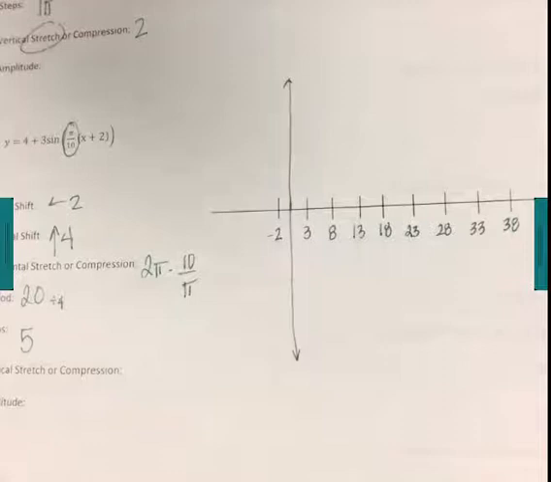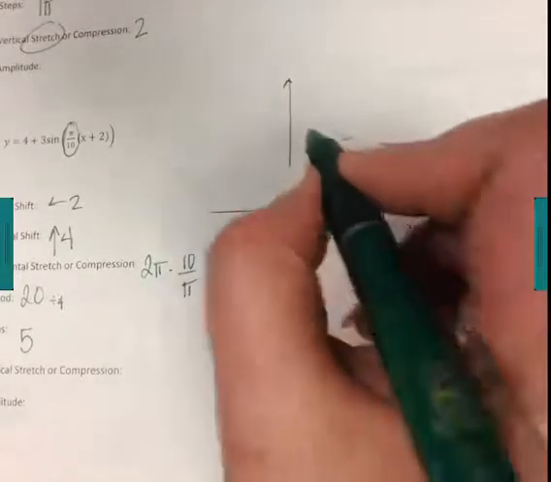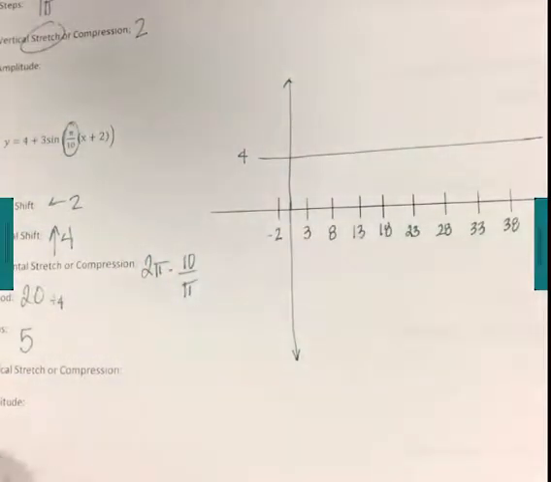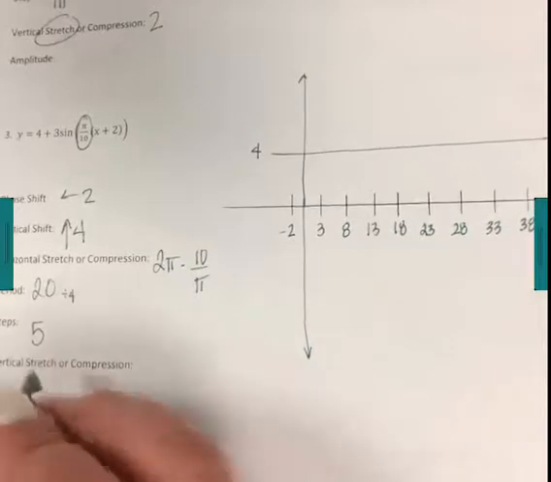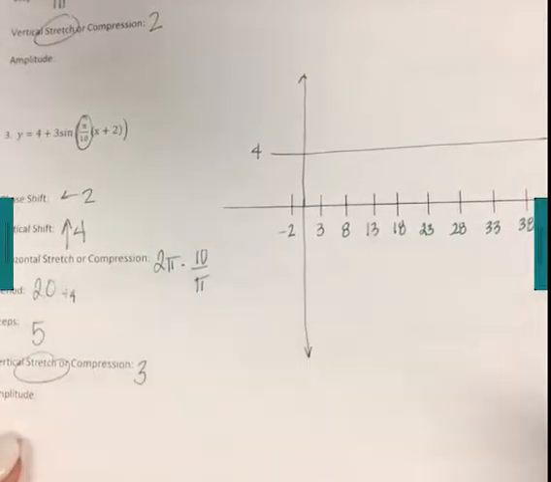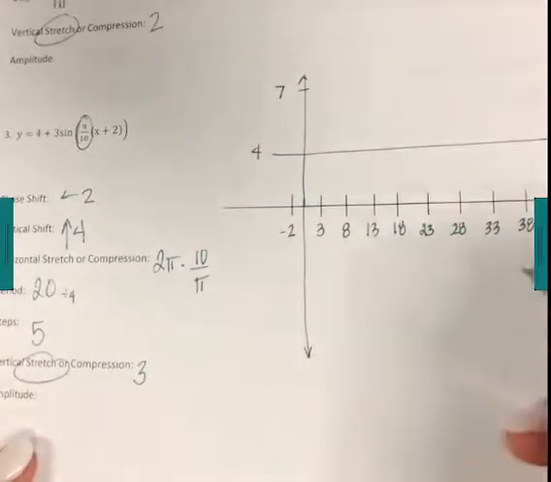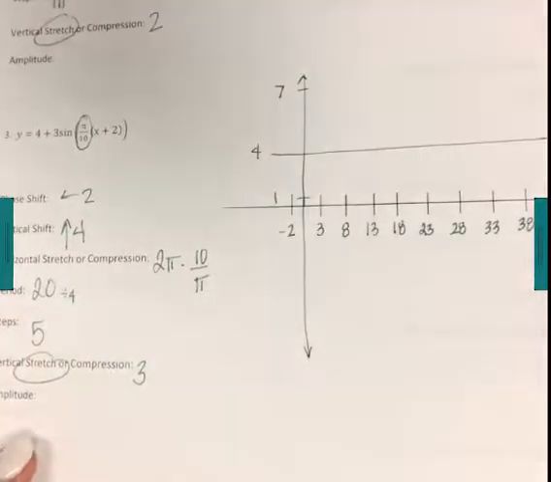Okay, then where's my middle line going to be? This time if it was up, how many? Quattro. Okay, there's your 4. And then my stretch is what number? 3. Stretch of 3. So if I go up 3 from 4, where would that put me? 7. And if I go down 3 from 4, where would that put me? 1. And then you can draw in your highs and lows.